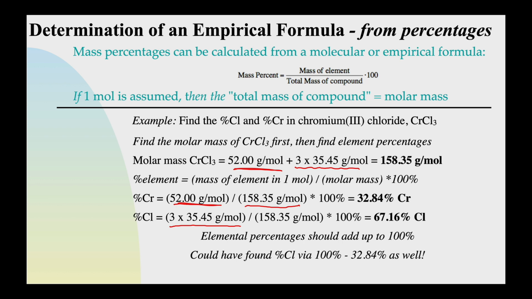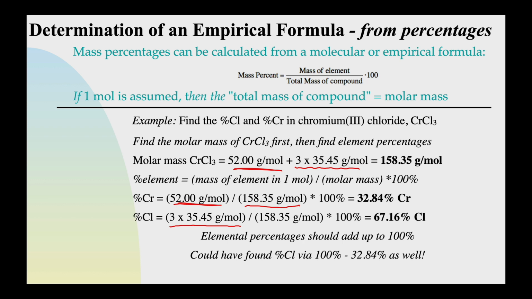Now, we can make sense of whether these values are reasonable. If there's only 2 elements, then they'll add up to 100%. So 32.84 plus 67.16 is 100%. Cool, that's good. If you had 3 elements in a compound, then you'd add all 3 of them together, and that should equal 100%, etc. If you don't get 100%, it might mean that your math is kind of weird.